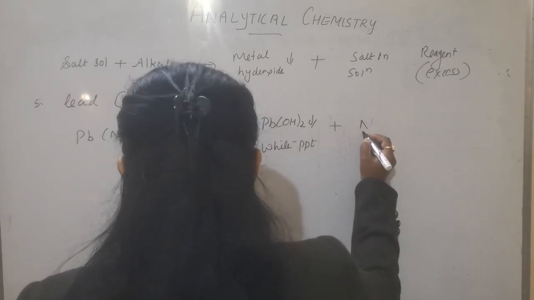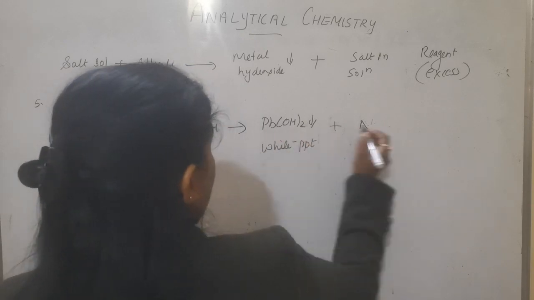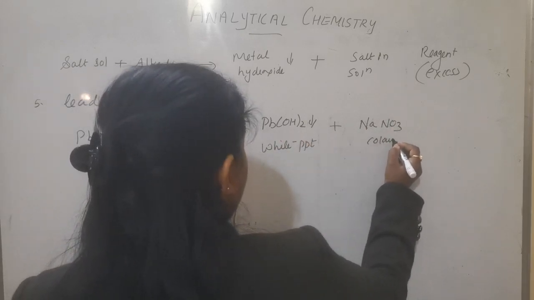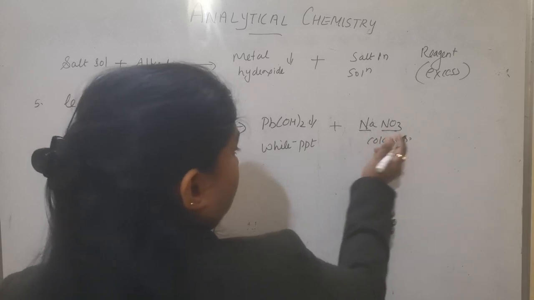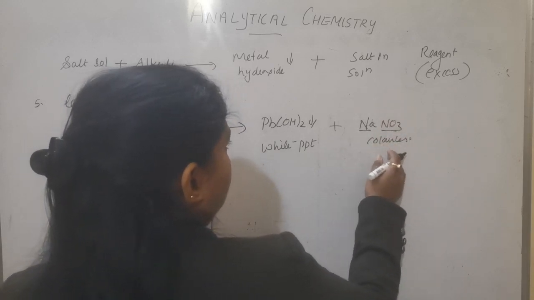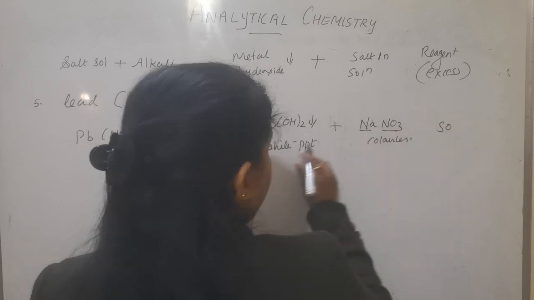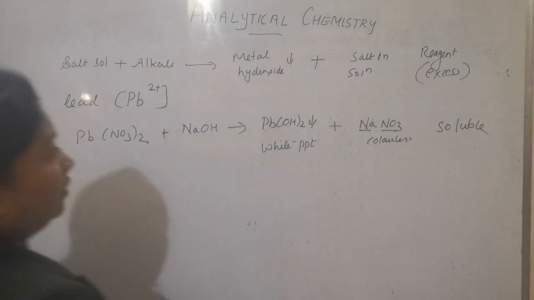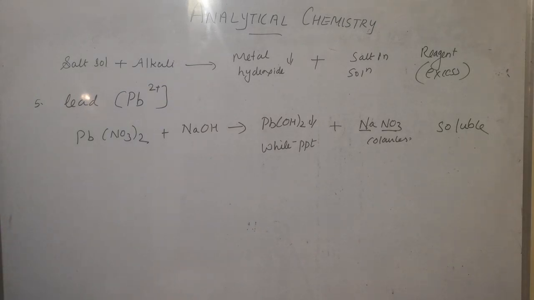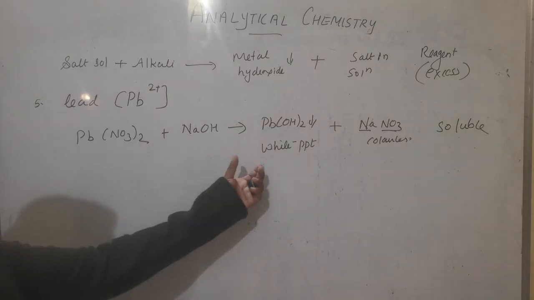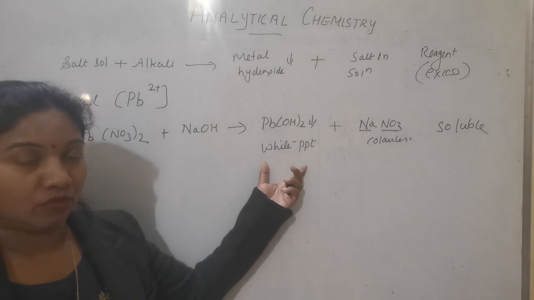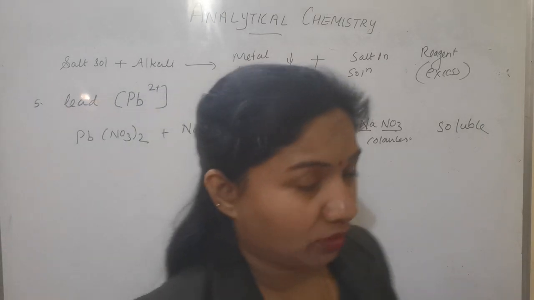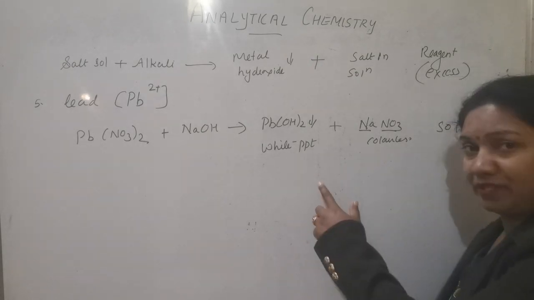plus NaNO3, sodium nitrate, colorless. Because both sodium and nitrate are colorless, so the resulting solution will be colorless. And this precipitate will also get dissolved. So in the first example, we have seen calcium salt. Calcium salt also produce white precipitate. So how could you distinguish between both the salt? So in both the cases, you are getting white precipitate.